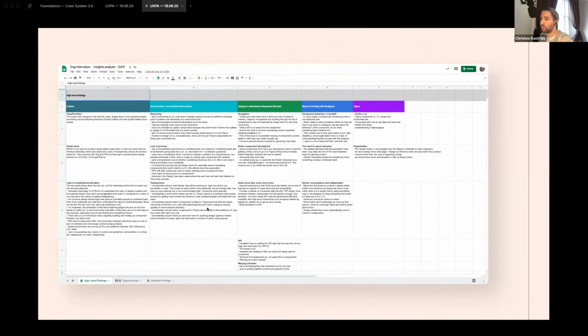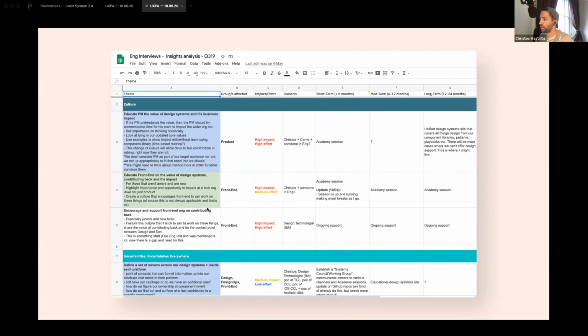And from there, we can take those individual themes and define a set of opportunities for each of those. We can think about what groups might be affected, the potential impact, who might own that opportunity, and what kind of short, medium, and long-term actions can arise from that. I'm not saying that we can definitely tackle all these opportunities right now, but it's more so to have it there in our back pocket, right? Some things we just can't tackle with our team size, and that's fine.